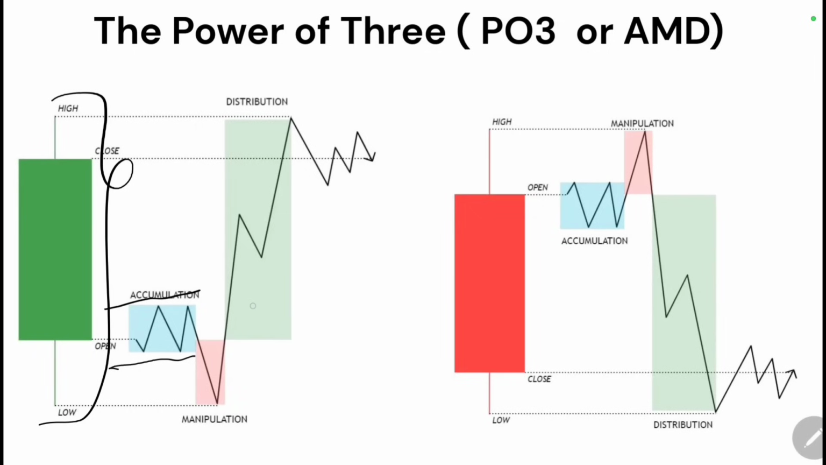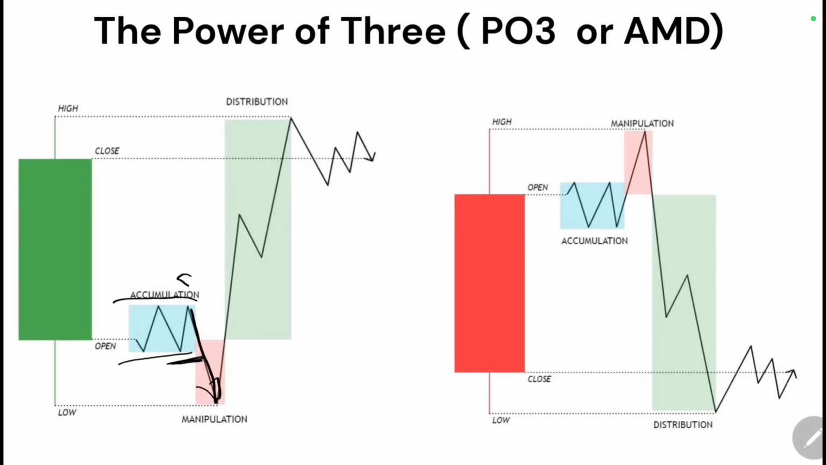Okay, accumulation looks like a consolidation to retail traders, and they aim to trade the breakout of that consolidation. In this case, in the bullish scenario, when the accumulation happens to the downside right here, the retail traders will enter the trade at the breakout and place their stop loss above the accumulation. But that mostly is a manipulation, in the sense that it is a fake move targeted to take out all these retail stop losses.